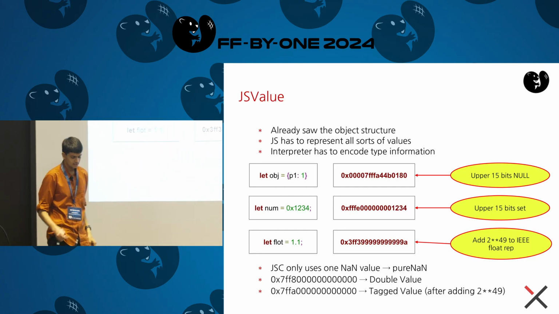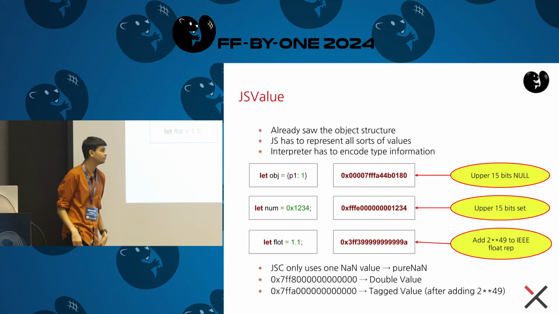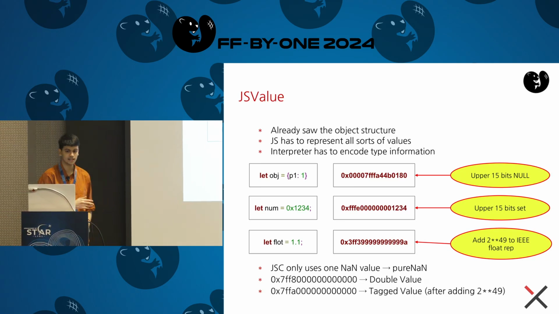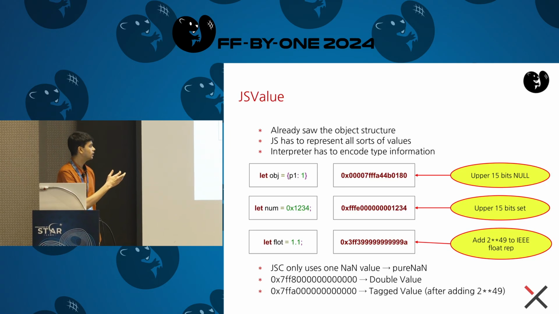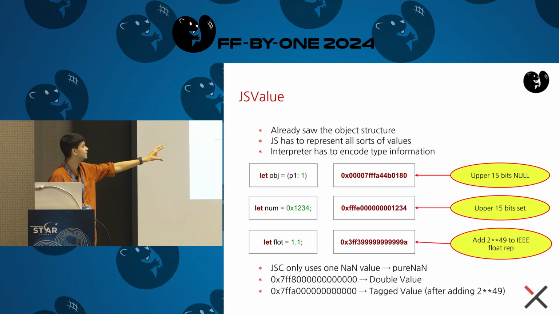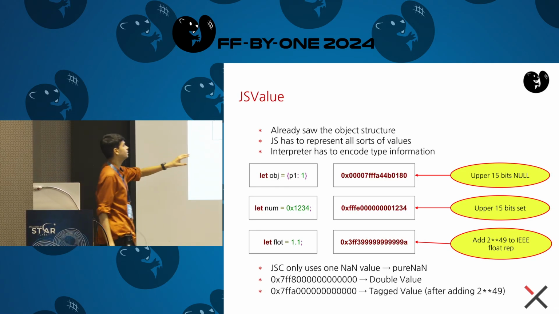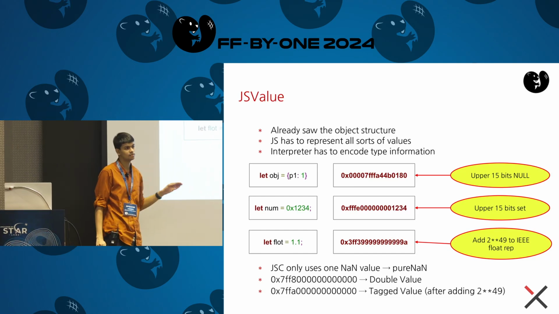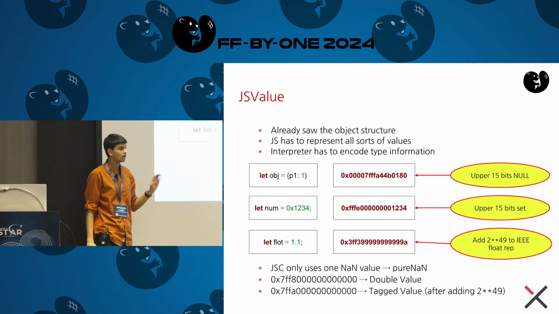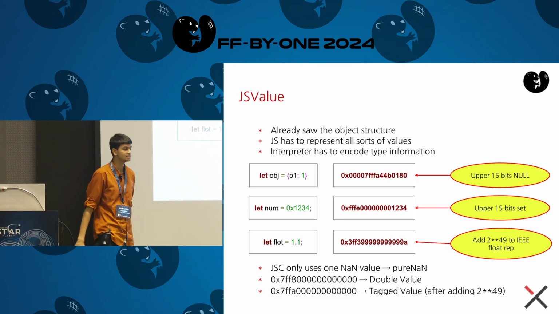Now, if you have done bug hunting before, every addition is suspect to integer overflows. This means that if the upper bits of an IEEE 754 are all set, then this can overflow. So the compiler has to protect against it. In theory, it can overflow. In practice, it will never overflow.